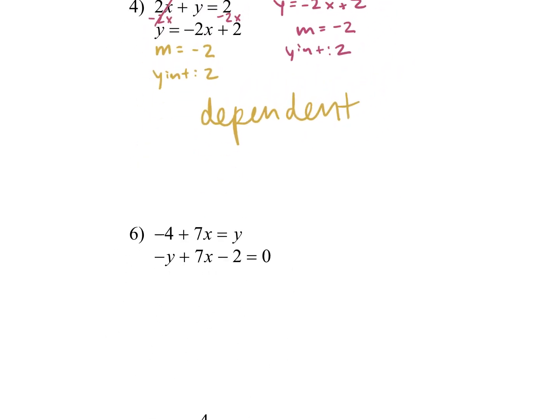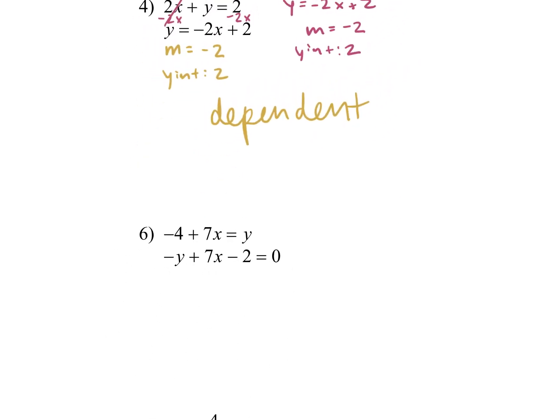All right, let's look at number 6. For the first equation, it's not really in slope-intercept form, but can I look at it and see what my slope is? What's my slope? 7, and what's my y-intercept? -4. So remember, your slope is always what's in front of the x. So 7 is my slope.